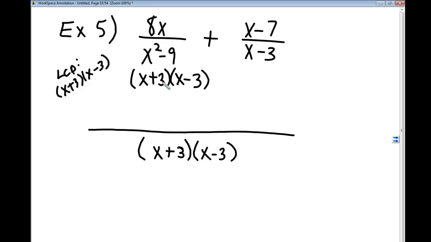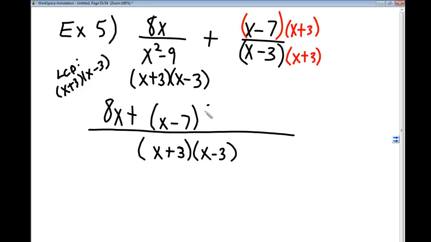In the first expression, there's nothing missing, so I just need to write down 8x. In the second expression, the x minus 3, I still need an x plus 3. So I need to write down x minus 7 times x plus 3 because that is the missing piece of the information on this side. Now I need to distribute and multiply.